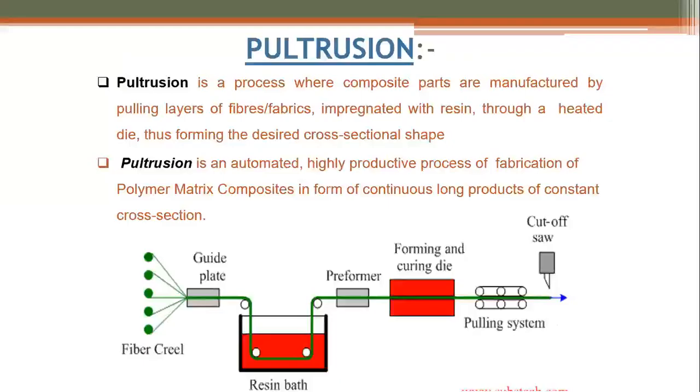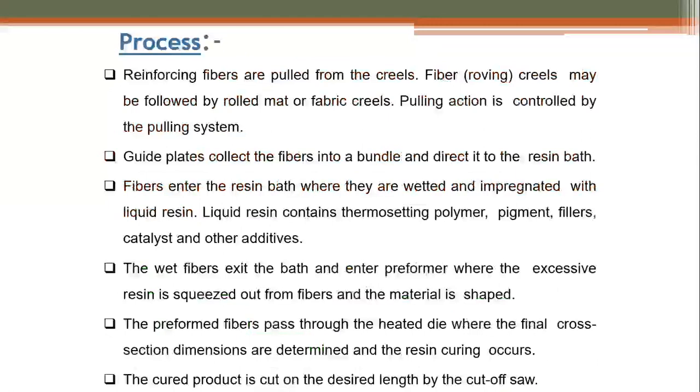Next, coming to the process, the reinforcing fibers are pulled from the creels. We have already discussed that. So all the reinforcing fibers are pulled from the roving creels. Roving creels are called దారపుండలు in Telugu. So these fibers have been wound onto the creels and may be followed by the rolled mat or fiber creels.